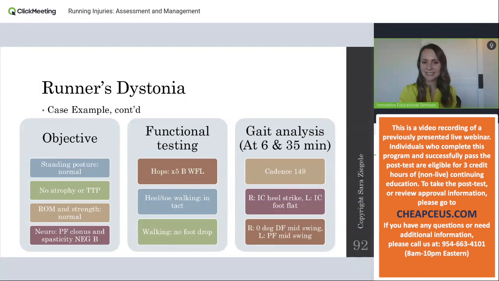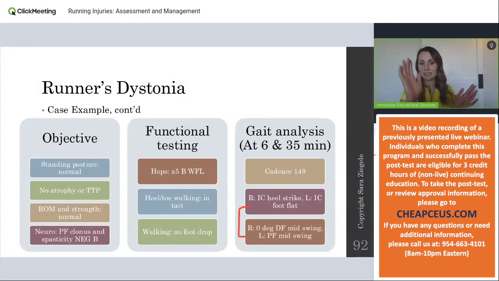So then we did the gait analysis. I did it twice at 2 different points in the run. Her cadence was fairly low, but the most telling things were that her foot strike patterns were different. She had initial contact heel strike on one and foot flat on the other. And the other thing that was really more influential in the diagnoses was what happened in the anti-gravity phase.